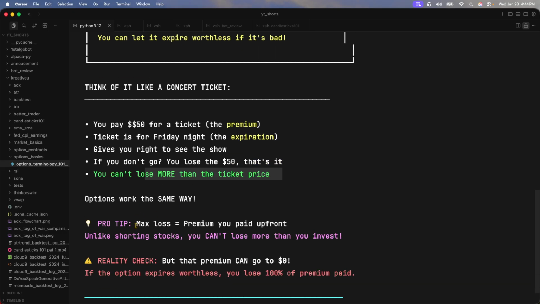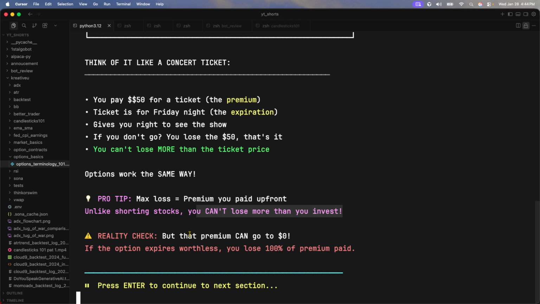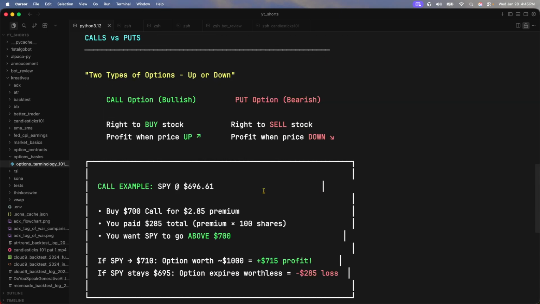So, pro tip, our max loss is going to be the premium that we paid up front. Unlike shorting options, we can't lose more than we invest. Reality check, but premiums can go to zero real quick. So if an option expires worthless, you'd lose 100% of the premium you paid. You got it? Beautiful. Let's keep going.